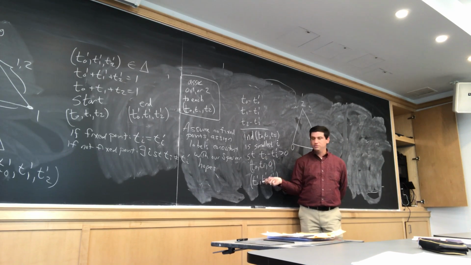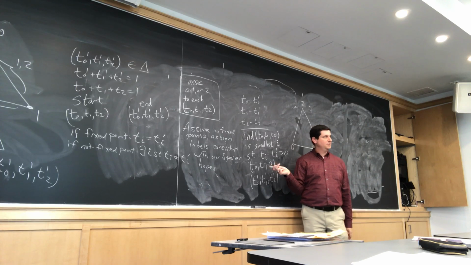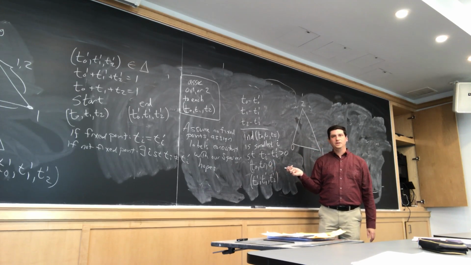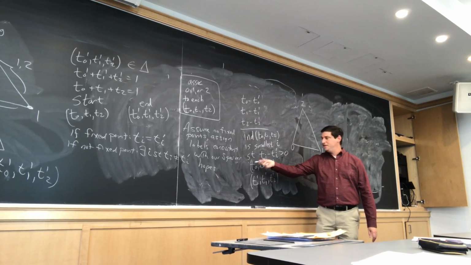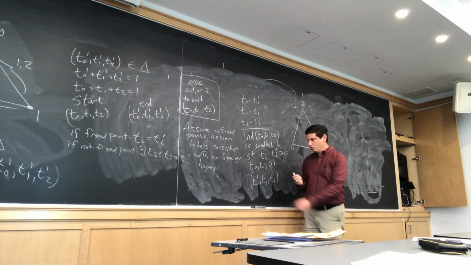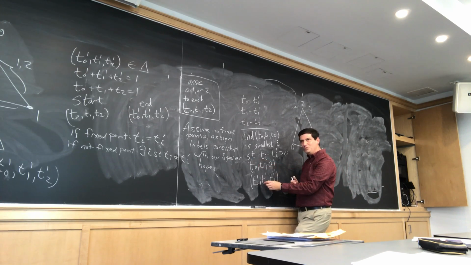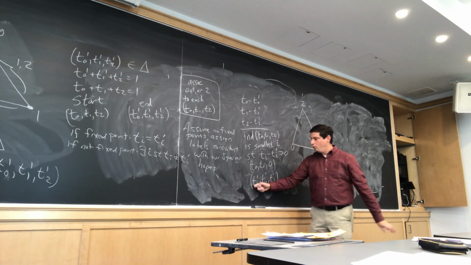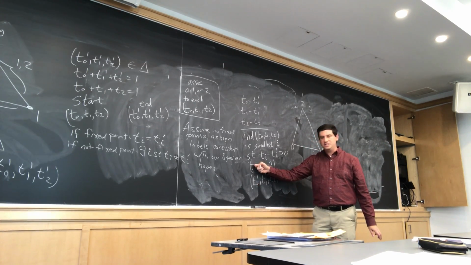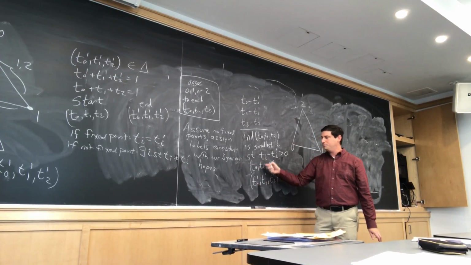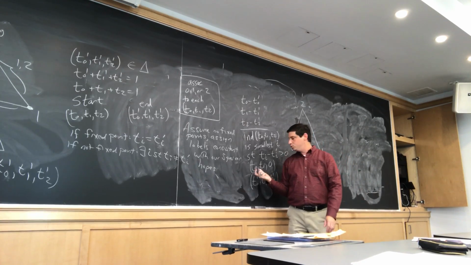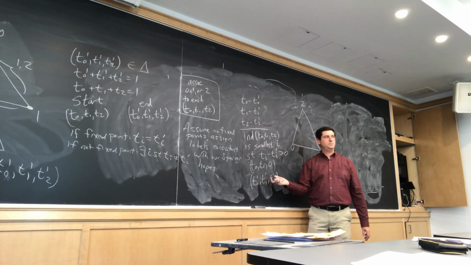Why can't they both be greater? Because then t2 prime would be less than 0. Yeah, because then t2 prime would have to be 0. This already sums to 1. So if t0 prime beats t0 and t1 prime beats t1, then the sum is greater than 1. So we know t0 prime can't be greater than t0 at the same time that t1 prime is greater than t1. So at least one of these has to be smaller.